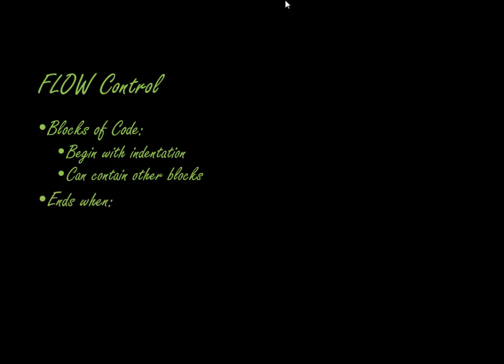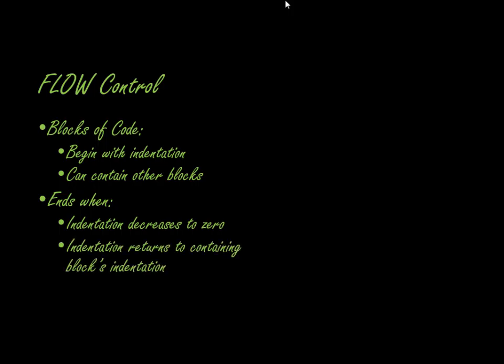So we can nest our flow control as we go through. When does a flow control end? Well, there are a couple of different criteria we can look at. If we're looking at just the programming part of it, when the indentation goes back to 0, that's the end of the flow control. The other thing we can look at is when the indentation returns back to the containing block's indentation. This isn't actually the coding; this is what it looks like in PyCharm when we're working with it.